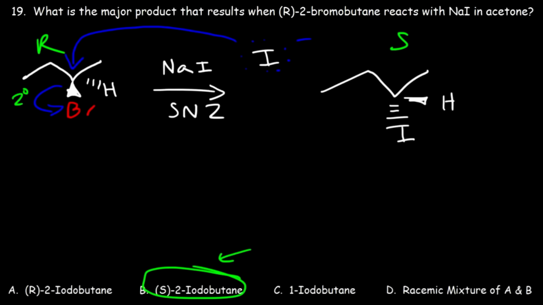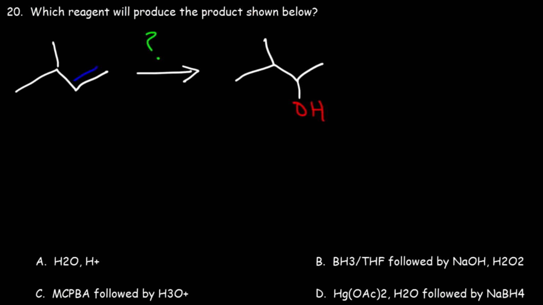The only way we can get a mixture is if it was an SN1 reaction. Then D would be correct. But this is an SN2 reaction, which doesn't yield a racemic mixture. It only gives you the inverted product. So SN2 reactions always occur with inversion of configuration. So B is the answer.